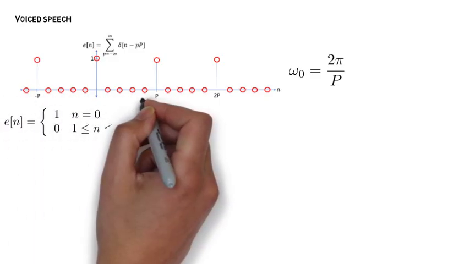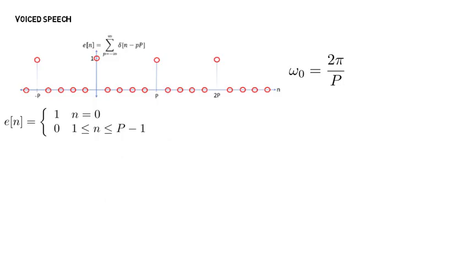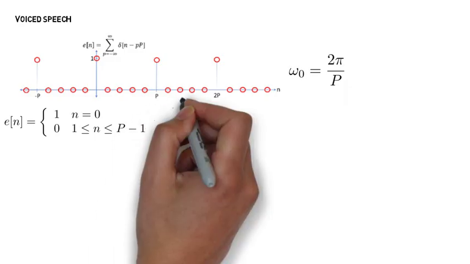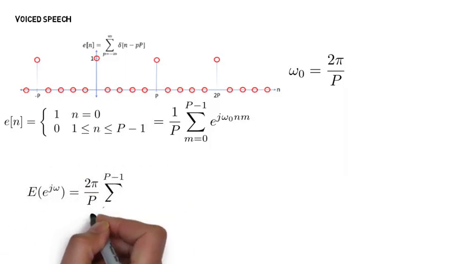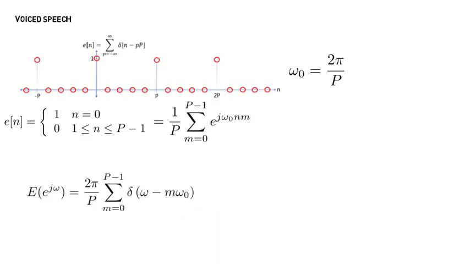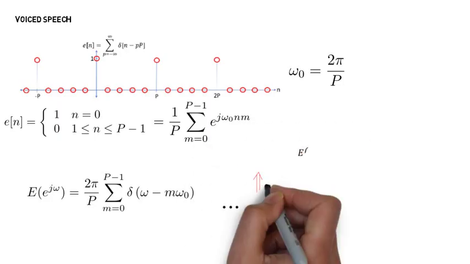So if the excitation within one period is equal to 1 only at n equals 0, and it's equal to 0 everywhere else in that first period, then the Fourier series representation is just the sum over capital P different complex exponentials of e to the j omega naught nm, and the Fourier series coefficient is just 1 over capital P. All right, then if we take the Fourier transform of that, the Fourier transform of a complex exponential is just 2 pi times delta of omega minus m omega naught. And then we scale each of those by 1 over capital P. And we get a spectrum that looks like this.